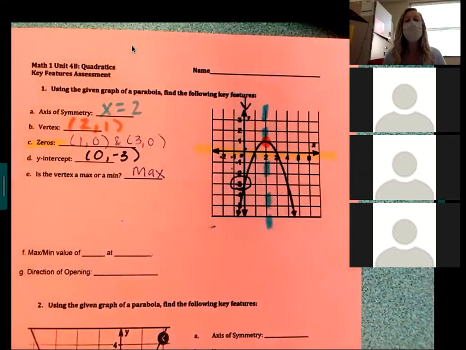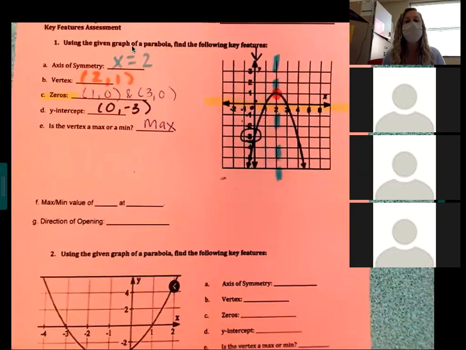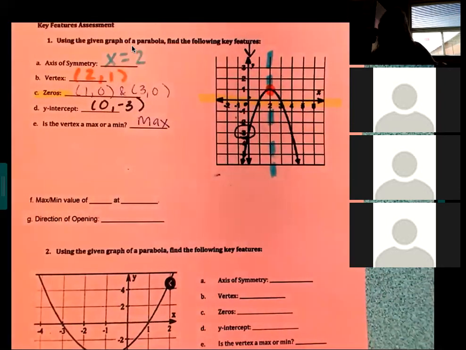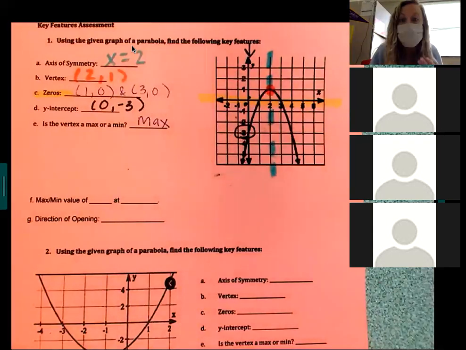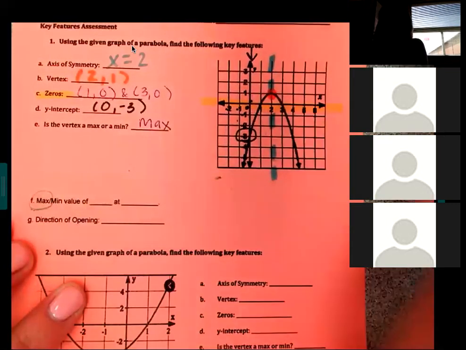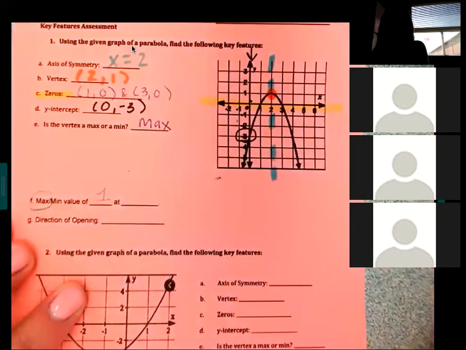Very good. All right, F, I think some of us struggled on. We didn't necessarily word for word talk about this yesterday, but I wanted to see what you all would do. So remember yesterday, I did ask you for the max or min value. The max or min value is the value that the parabola reaches. So if you look, this has a maximum value of what? What does it reach? 1. Very good. So maximum value of 1.